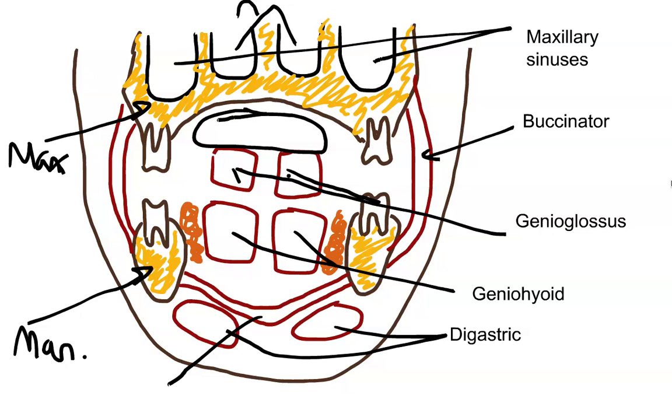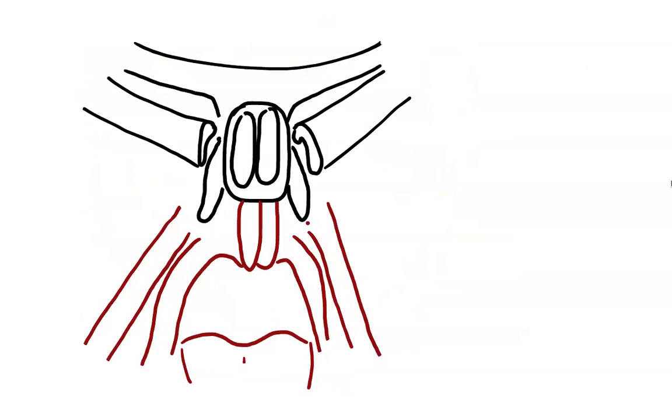The mylohyoid muscle forms the floor of the mouth, stretching from the mandible to the hyoid bone of the neck. Again, it's innervated by the mylohyoid nerve, which is a branch from the inferior alveolar. And similarly, its function is to elevate the hyoid and the tongue, which is important during swallowing and speaking.